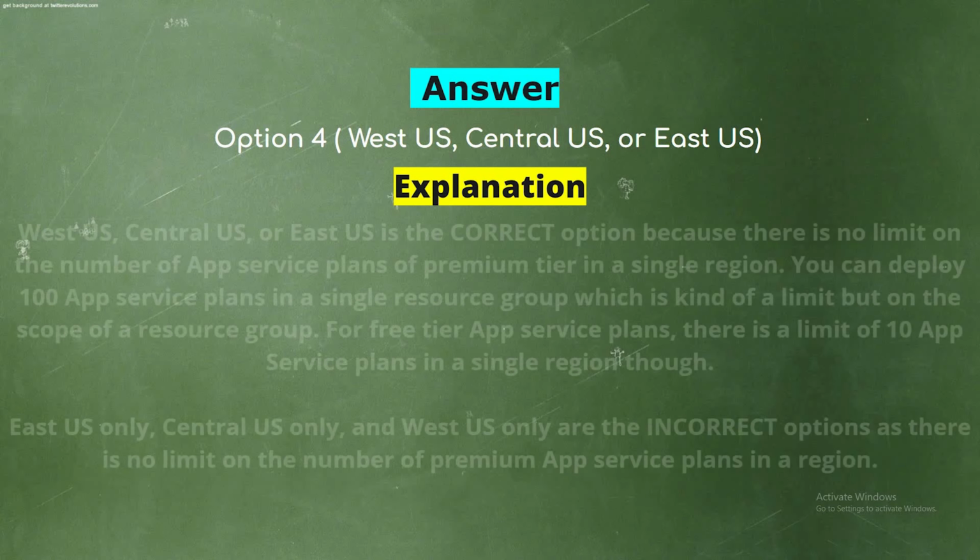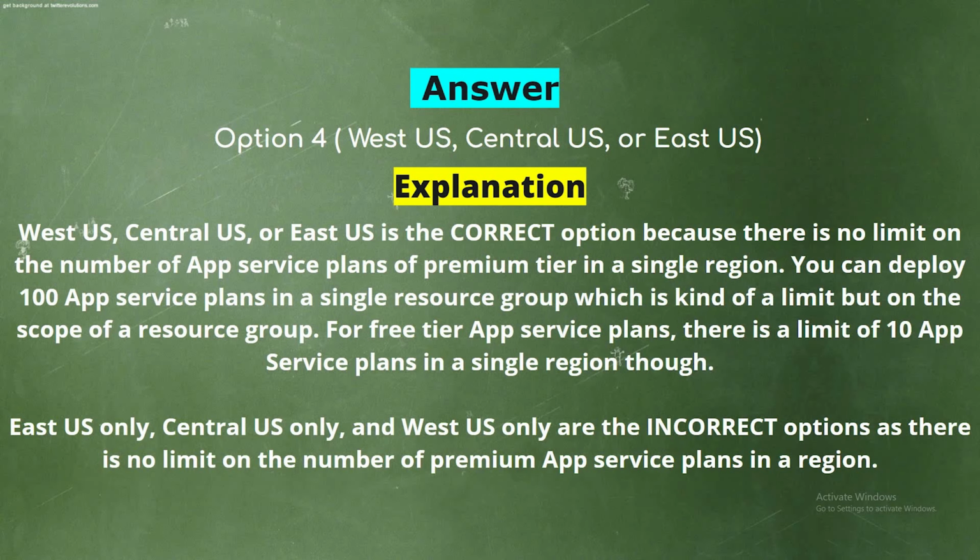Explanation. West US, Central US or East US is the correct option because there is no limit on the number of app service plans of premium tier in a single region. You can deploy 100 app service plans in a single resource group, which is kind of a limit, but on the scope of a resource group. For free tier app service plans, there is a limit of 10 app service plans in a single region though. East US only, Central US only, and West US only are the incorrect options, as there is no limit on the number of premium app service plans in a region.